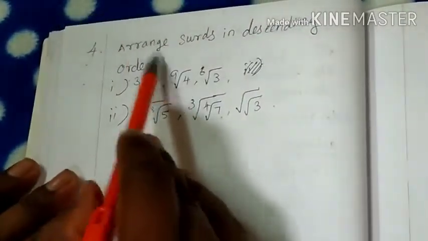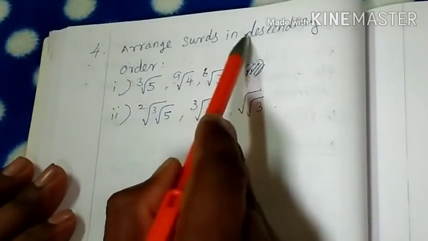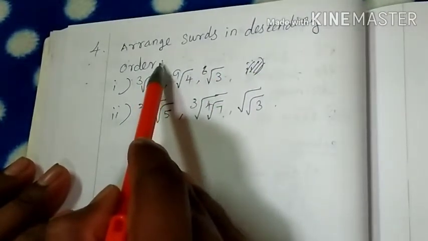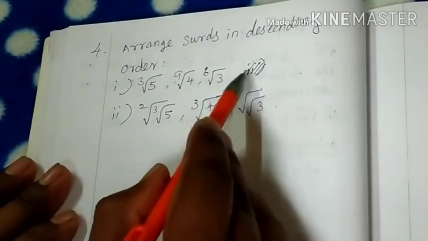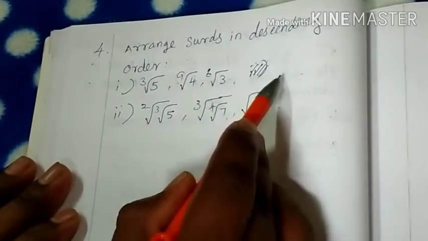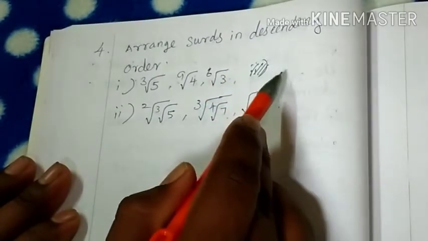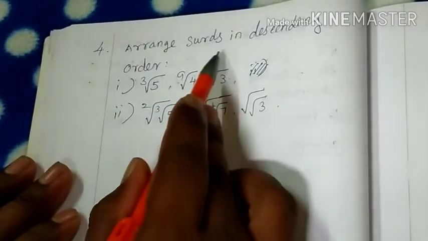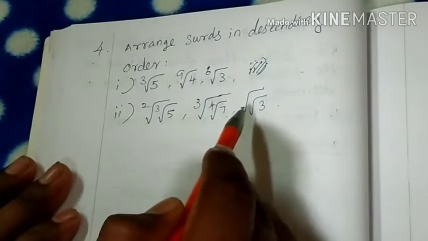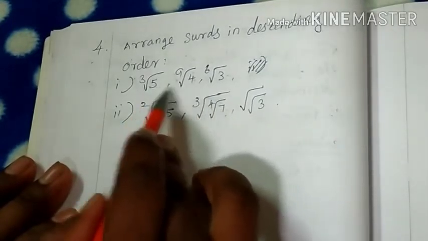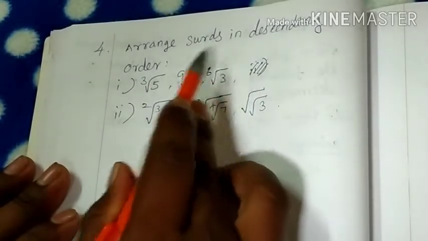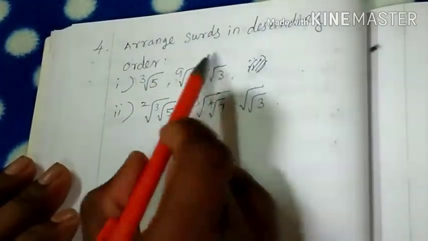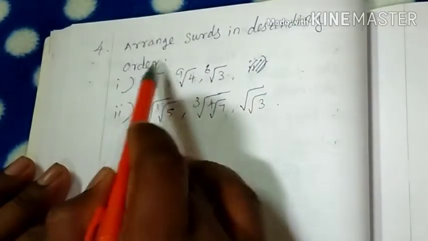Okay, dear student, next fourth question: arrange sets in descending order. Suppose you are given numbers. Ascending order is smaller number to bigger number, and descending order is bigger number to smaller number. Writing ascending and descending order is very easy, but now only the sets' values are given. So how do we find the descending order and ascending order of the sets? The question is: arrange sets in descending order.